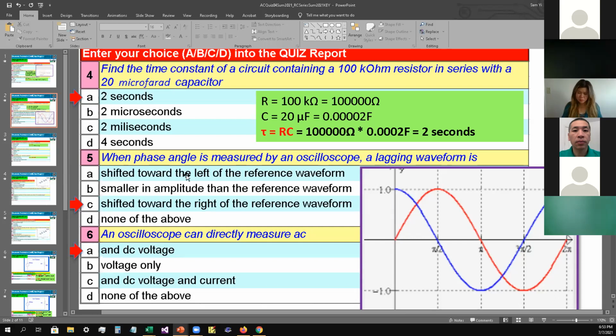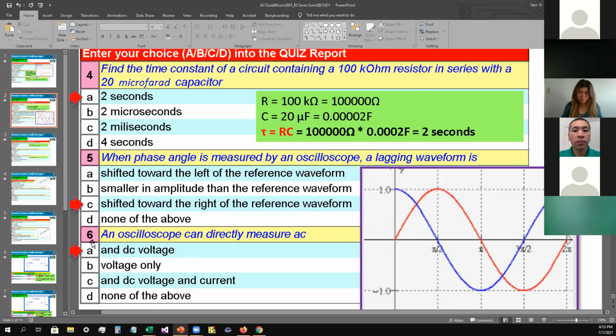Okay, number 5, when the phase angle is measured by an oscilloscope, a lagging waveform is... just like car racing, which of these signals comes first? The blue one comes first, and the one coming behind is lagging. So the red one here is lagging. The one shifted to the right of the reference waveform is your lagging. So the answer is C as in Charlie.